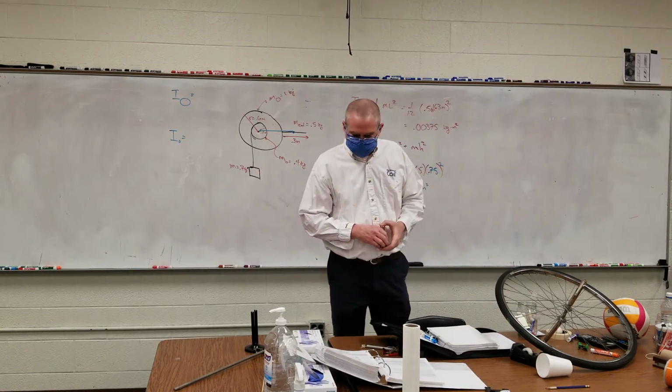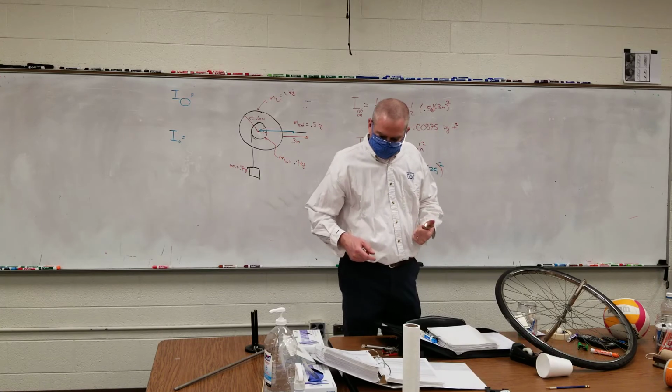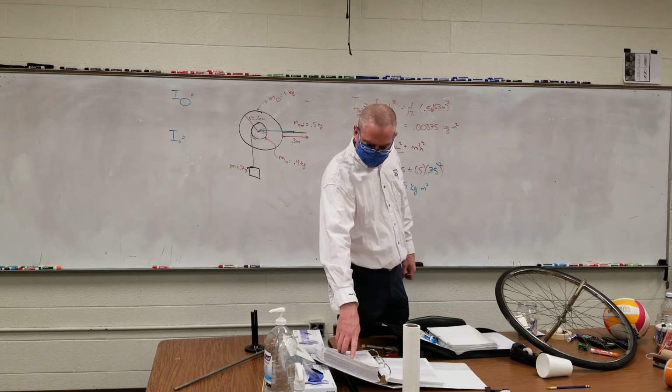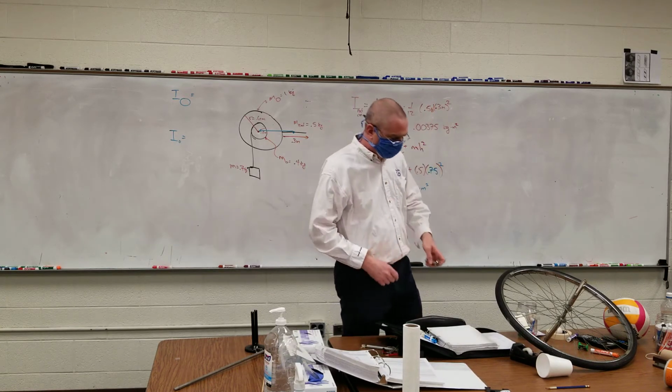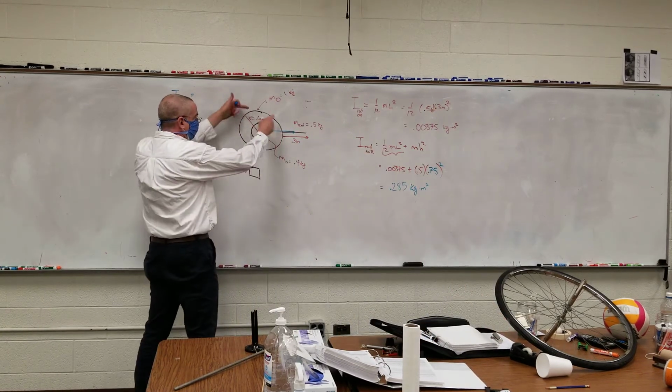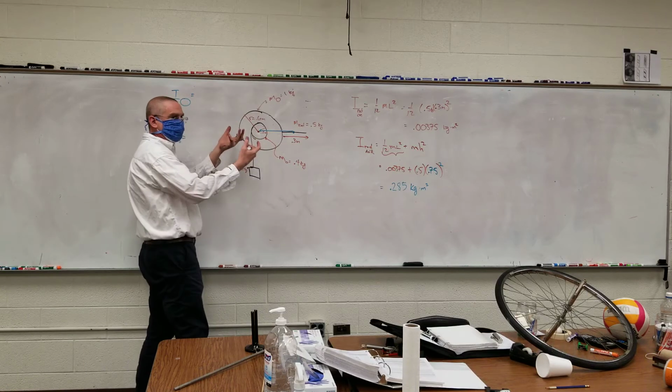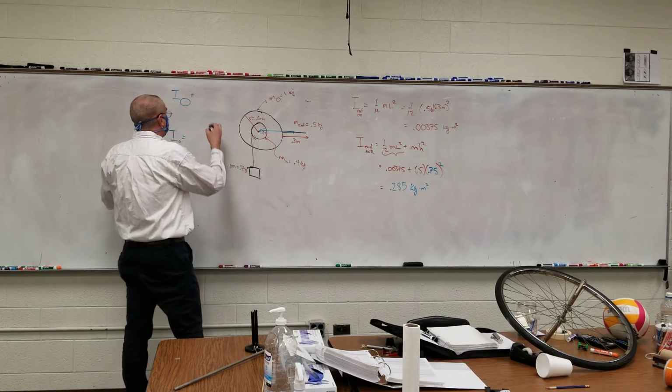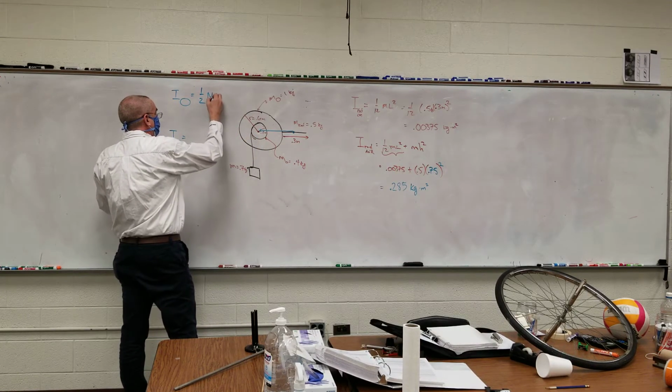Now, the textbook does, and I got this off on purpose because I want you to think about cylinders and discs being the same thing. It does say solid cylinder or disc. So we have a cylinder or a thin cylinder or disc rotating about its center. The formula is 1/2 mr squared.